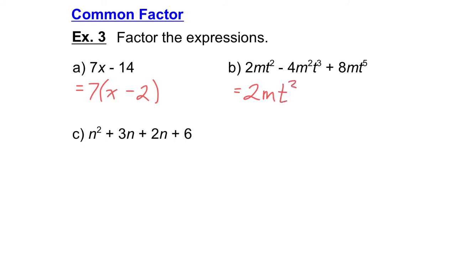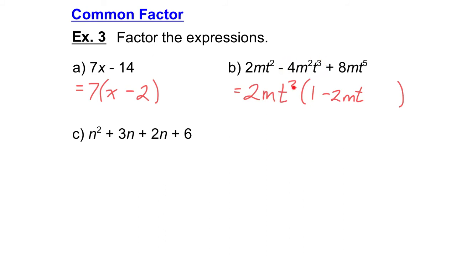2mt squared is my greatest common factor for all 3 terms. Okay, so now my other factor, what multiplied by 2mt squared gets me the line above? Well, 2mt squared times 1 gets me 2mt squared. 2mt squared multiplied by negative 2mt gets me this, minus 4m squared t cubed.